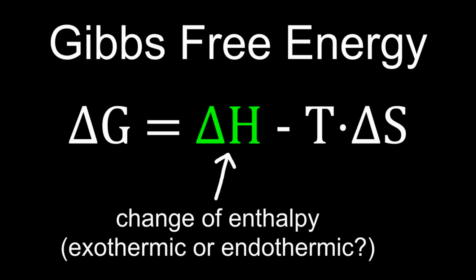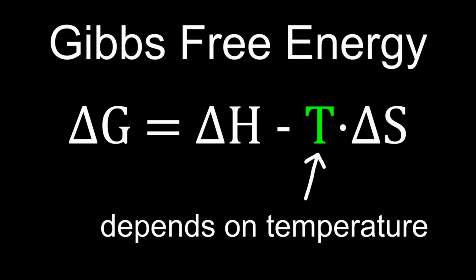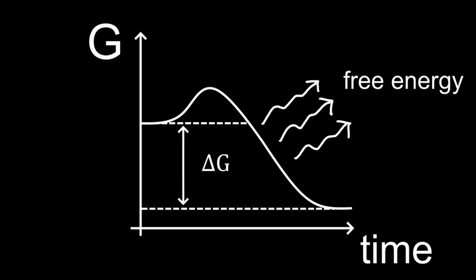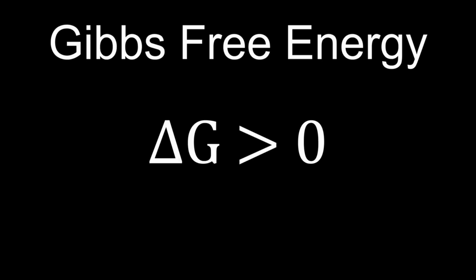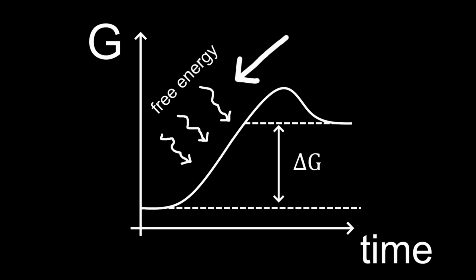To get the whole picture, we have to look at Gibbs free energy, which looks at the change of enthalpy, but also the entropy of a system, which is dependent on temperature. If this whole thing is less than 0, the reaction is exergonic or spontaneous because free energy was released. If it's bigger than 0, it's endergonic or not spontaneous because free energy was needed and absorbed.